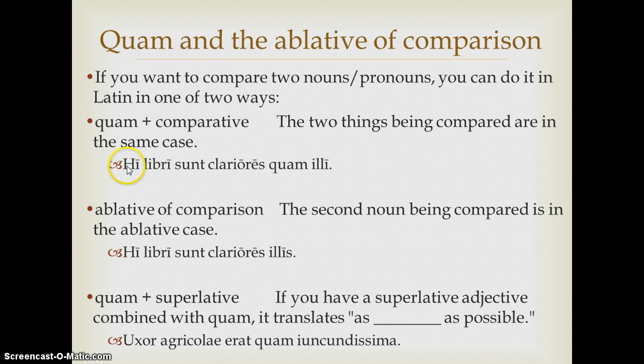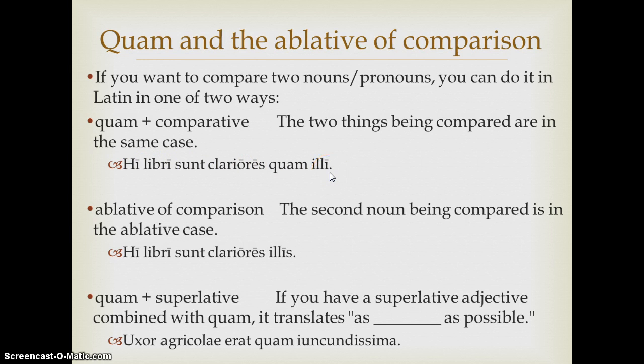So both hi and illi are going to be in the same case, in this case the nominative plural. You have your comparative adjective, okay, so quam plus the comparative, and you translate quam as than, okay. These books are more famous than those. That's one way you can do it.